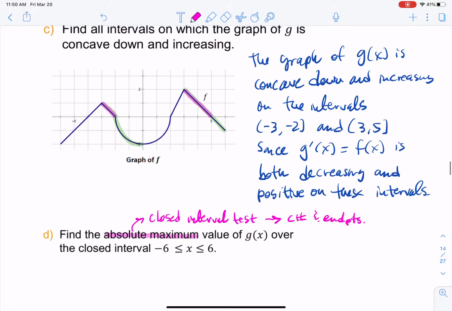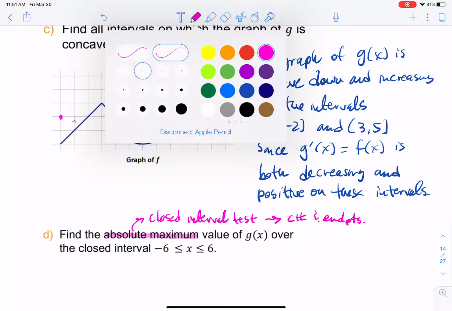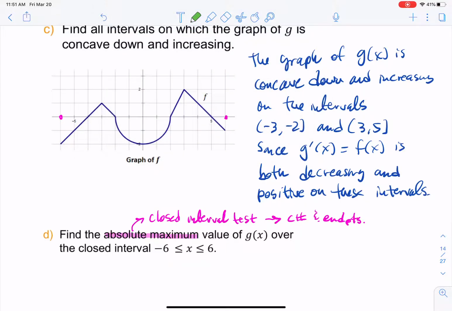So let's go back to our graph, clean it up a little bit here, get rid of all of this garbage, and then let's take a look. We've got endpoints here at -6 and +6. We want to make sure that we include those things. And then we also want our critical numbers. So we've got our critical numbers at -4, -2, +2, and at 5. But can we eliminate any of those? And I think that we can.